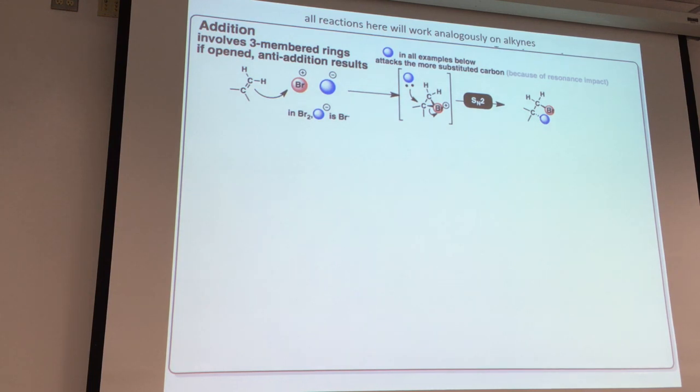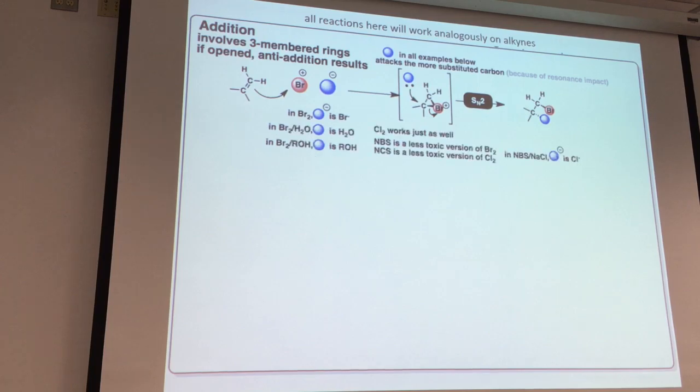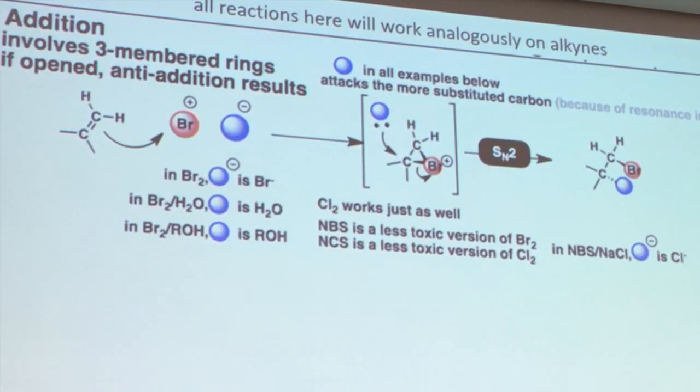Okay? Now imagine if you have a mixture of bromine and water, then what's the blue ball? Water.